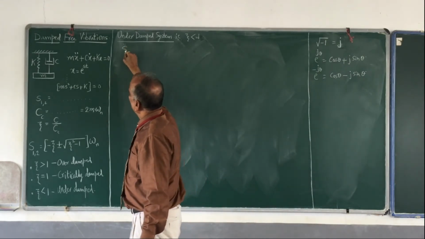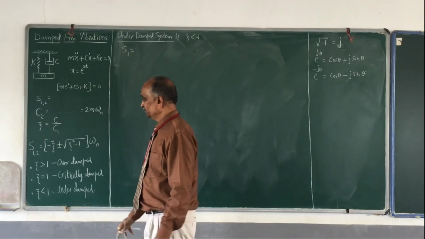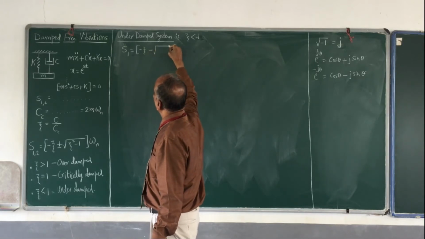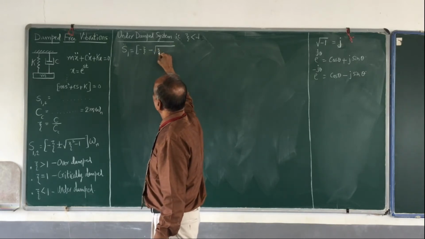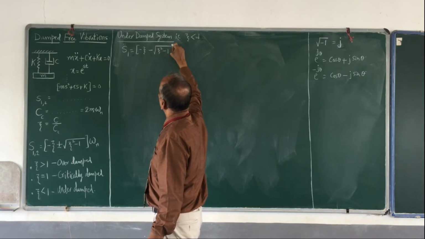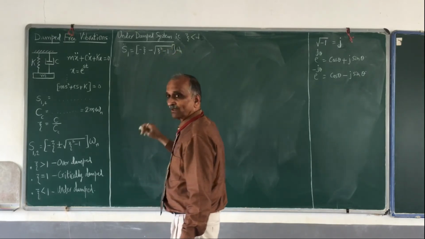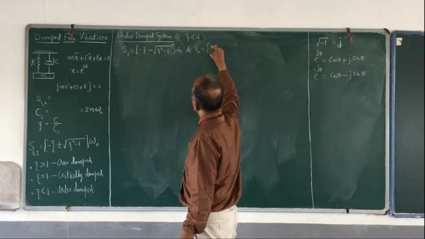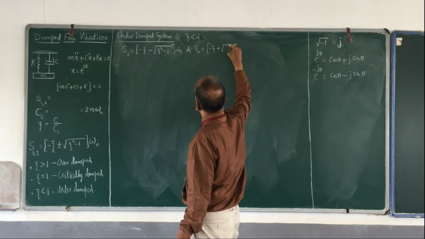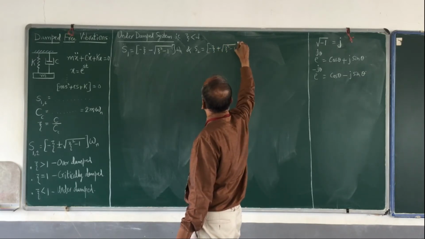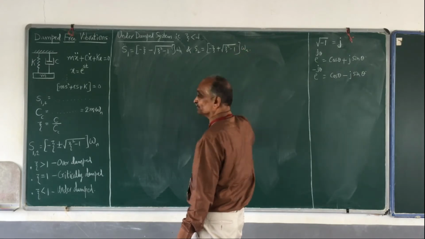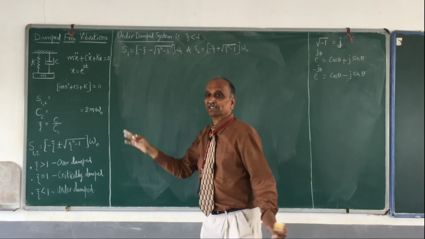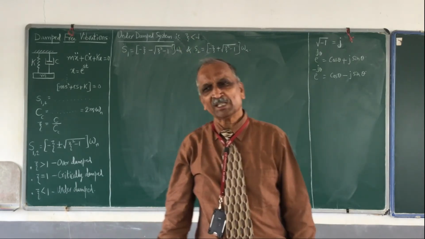And let me write down what is the value of S1. Minus zeta minus root of zeta square minus 1, multiplied by omega n. And similarly, S2 is equal to minus zeta plus root of zeta square minus 1, multiplied by omega n. So please remember what is your zeta? Zeta value is less than 1.